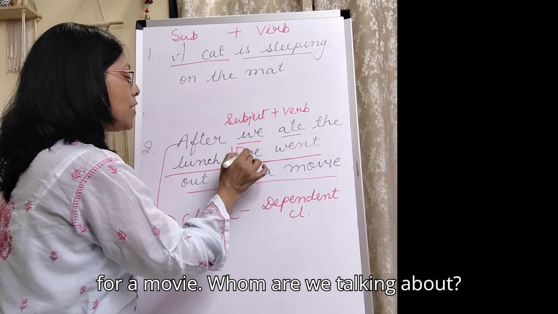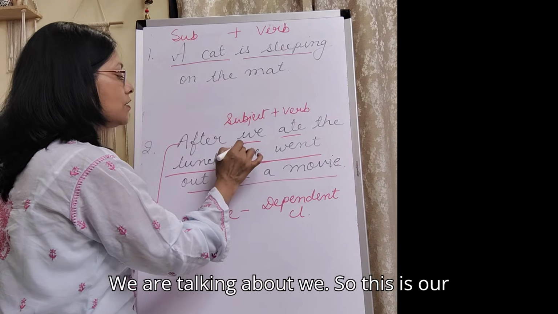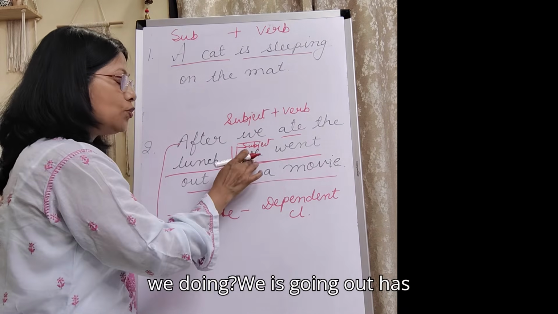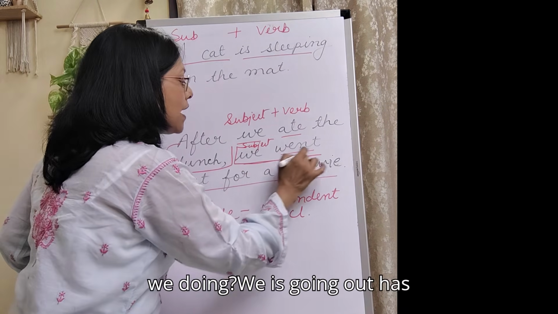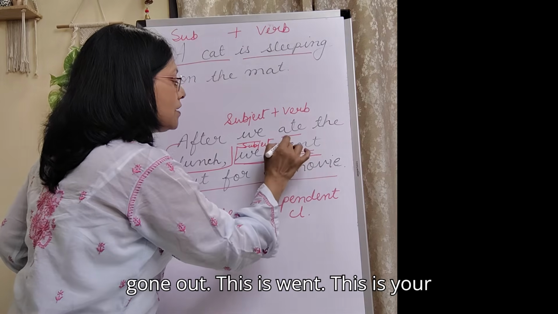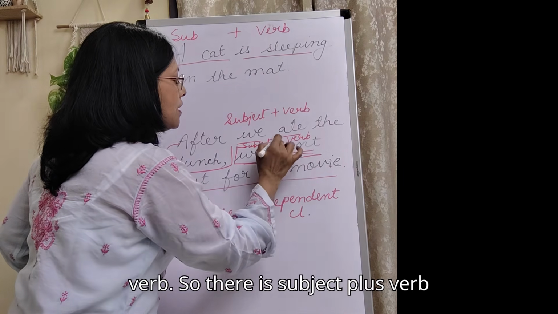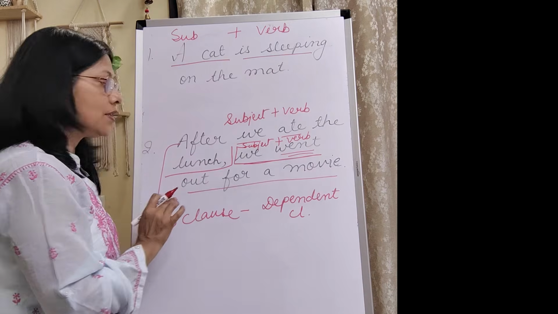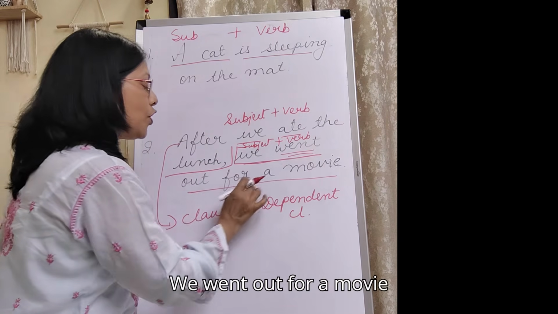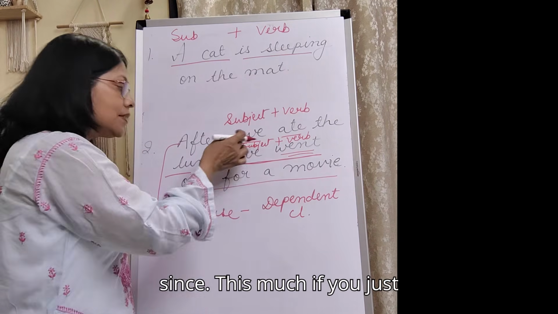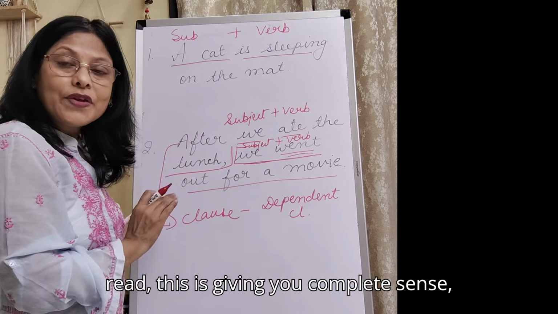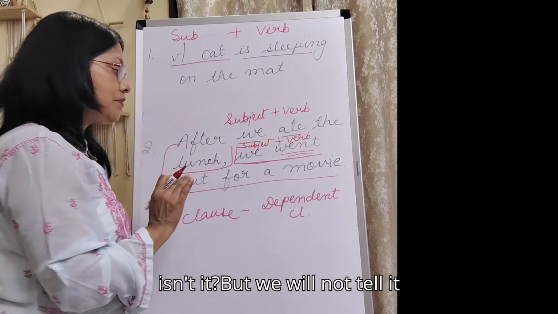Whom are we talking about? We are talking about we. So this is our subject. What is we doing? We is going out, has gone out. This is went. This is your verb. So there is a subject plus verb combination. So this is again a clause. We went out for a movie. If you just read this much, this is giving you complete sense, isn't it?